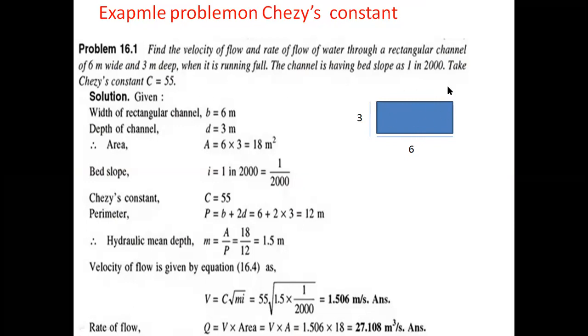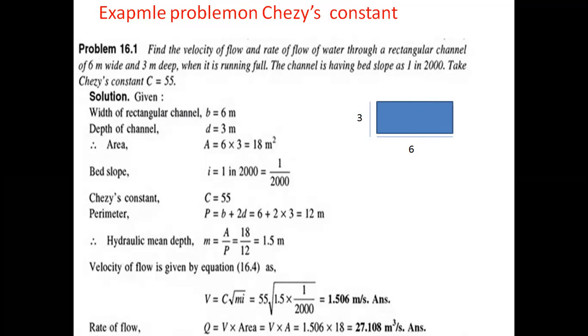Here is a rectangular channel, with the breadth 6 meters and the depth 3 meters. The water is flowing in this channel. Here, the width of the rectangular channel is b equal to 6 meters. The depth of the channel is d equal to 3 meters. Now find out what is given: the slope of the channel is 1 in 2000. We consider the slope as a fraction.